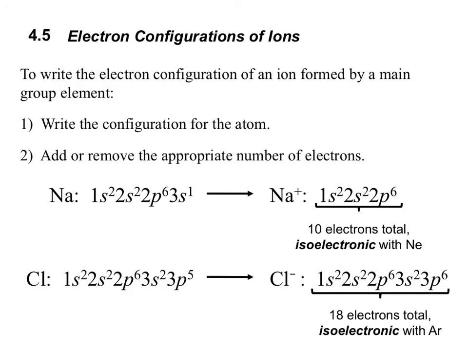The electron configuration of ions. To write the electron configuration of an ion formed by a main group element, first write the configuration of the atom, and second, add or remove the appropriate number of electrons.